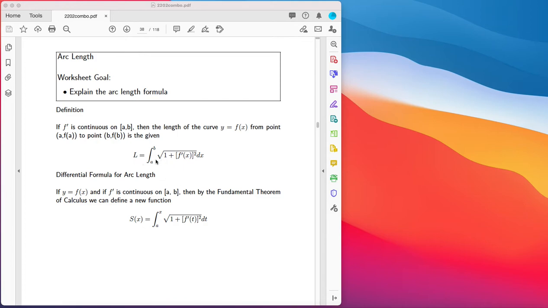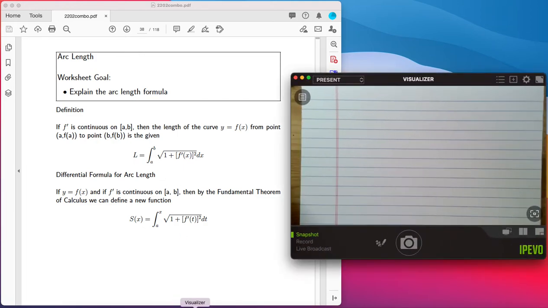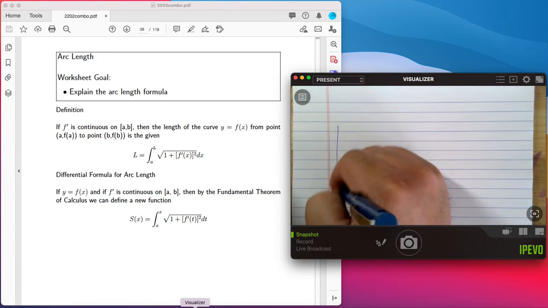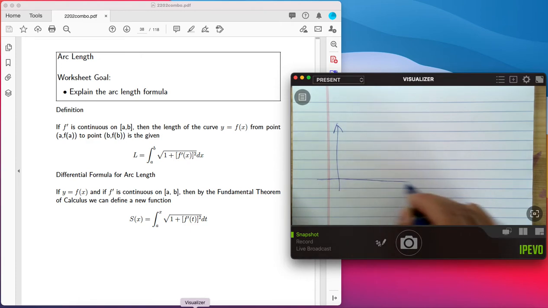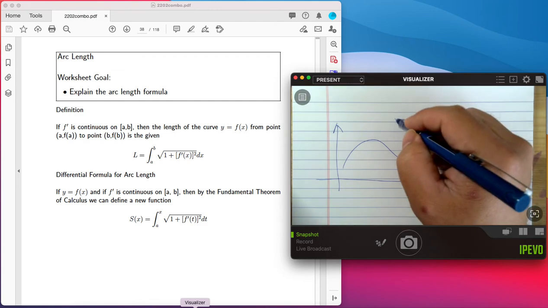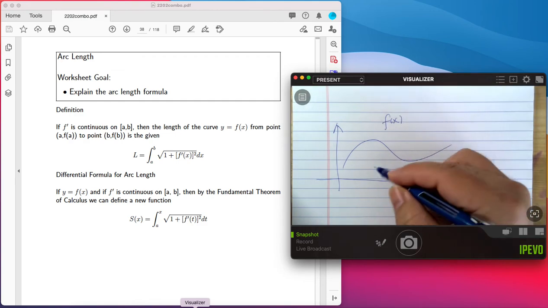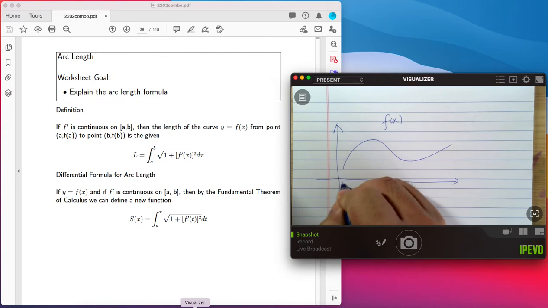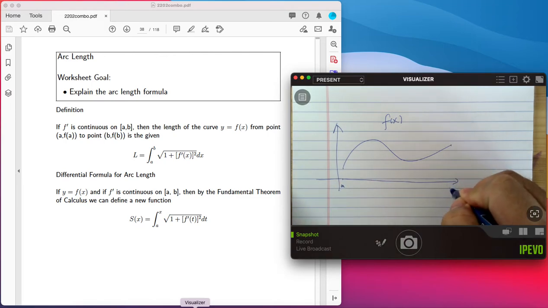Now students might ask, where is this arc length formula from? Let me briefly give you some basic idea about where this is from. Suppose we have a function like this, this is f of x, and we know that this is continuous, and the first derivative is also continuous, let's say from a to b.